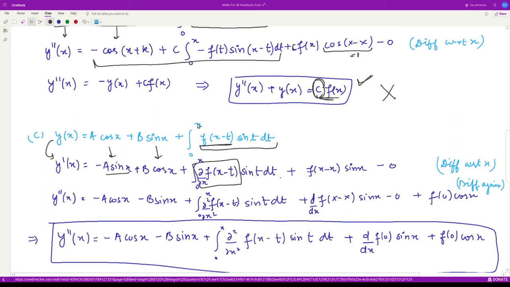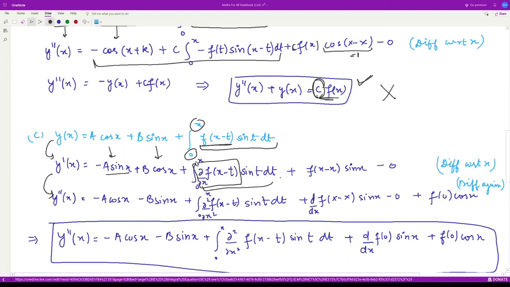Then we'll perform the derivative of this upper limit, that would be 1, and we'll replace t with the upper limit x, so it would be f(x minus x) into sin x minus the derivative of this lower limit. The derivative of 0 with respect to x is 0, so we have this. We can again differentiate. We have y double dash x is equal to minus a cos x minus b sin x plus integration 0 to x. Now the derivative with respect to x of this term, sin t is constant as such, dt is constant as such, the derivative of this with respect to x partially gives the second derivative of f, and then we'll put the limit over here.